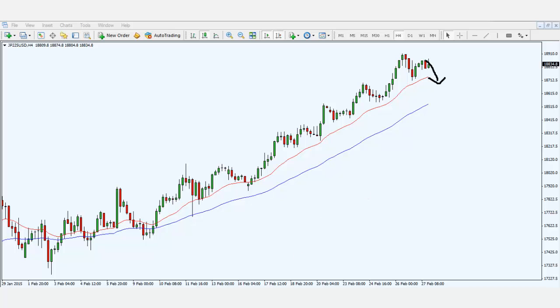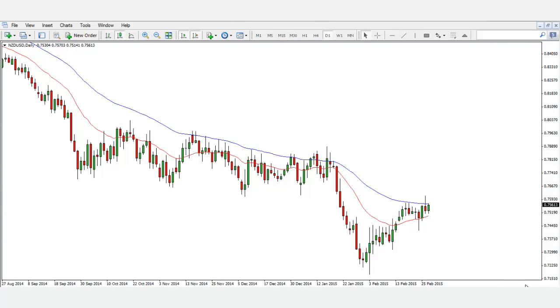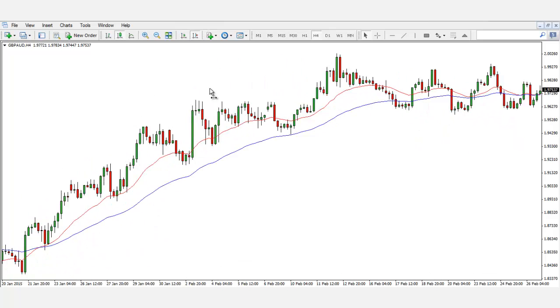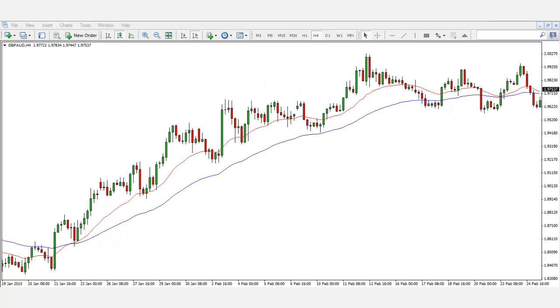So lastly, I would like to look at this product, the Pound Aussie, which is a trade that I've actually been in for the last, I think, couple of weeks. For those of you who do not know, I went long when price tested this 50 period moving average over here. So I got long, and look what happened next.